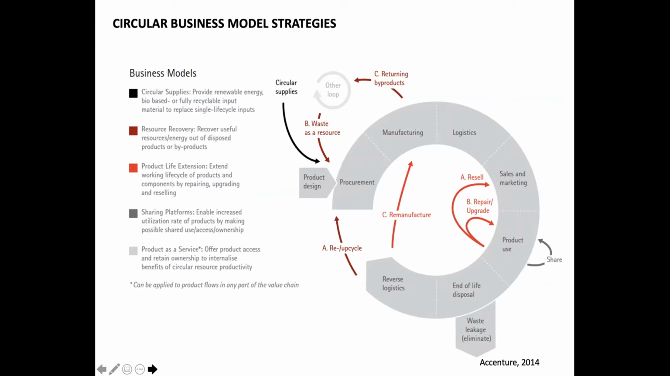Resource recovery, the second one, we recover the byproducts and disposed products and use them for new materials and products. Third, product life extension, we extend the working life cycle of products by repairing them, upgrading, reselling. The fourth one, sharing platforms. So we enable longer use, like peer-to-peer platforms, where consumers can sell products. And the fifth one is product as a service. So instead of buying a product, you rent or lease a product.